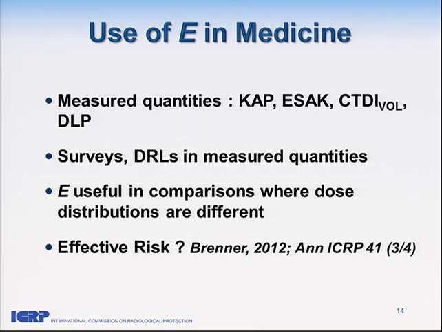This has led to suggestions that actually effective dose isn't the best quantity to use, because we can do better than that. And this is promulgated particularly by David Brenner in the USA, the idea of using a quantity, effective risk, in which you can use age and sex specific risk factors and apply those to the calculated organ doses to calculate a quantity called effective risk. So is that an improvement?